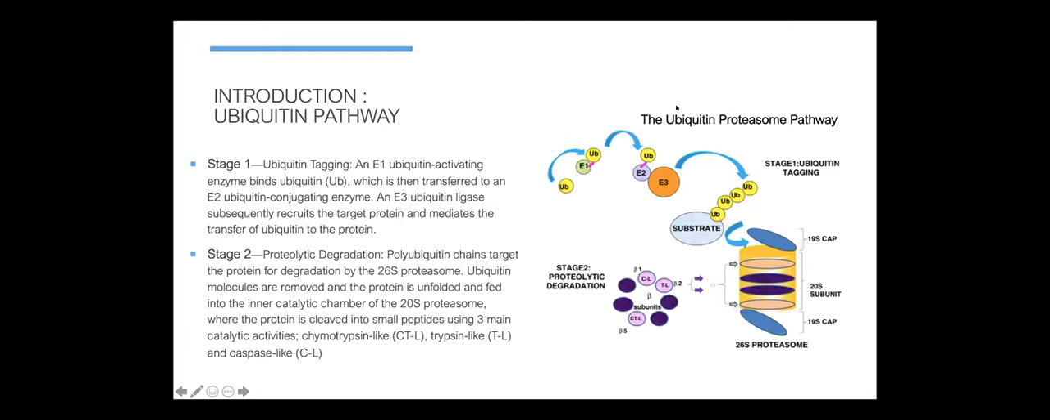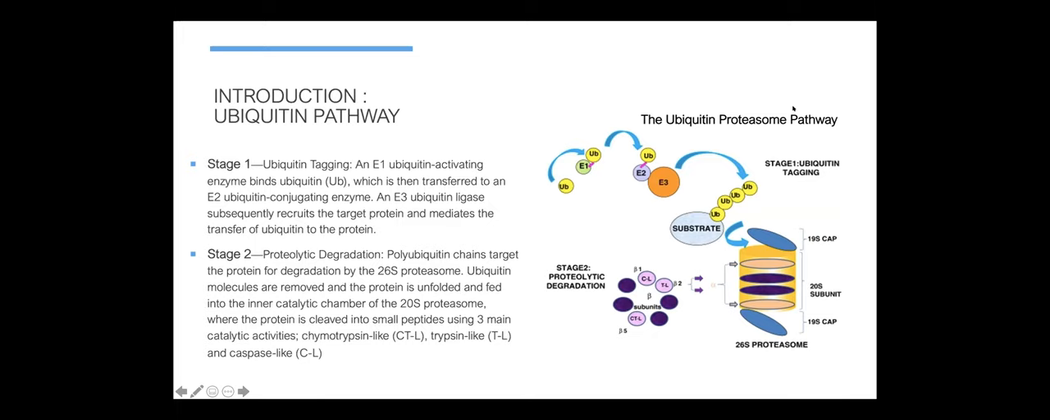Moving on, the ubiquitin pathway is the general process of how proteins are degraded. To give a short explanation, it consists of two stages. First, ubiquitin is passed to E1 and then E2 and E3, which are ligases and different enzymes, which eventually help attach ubiquitin to the substrate protein. This is stage one. In stage two, ubiquitin-tagged proteins move and are inserted into the proteasome, here the 26S proteasome.